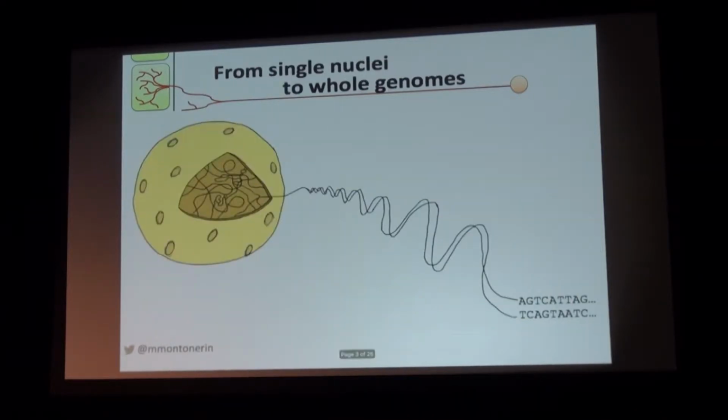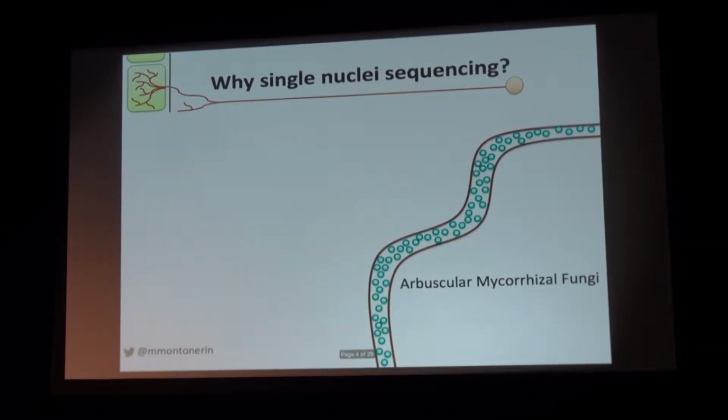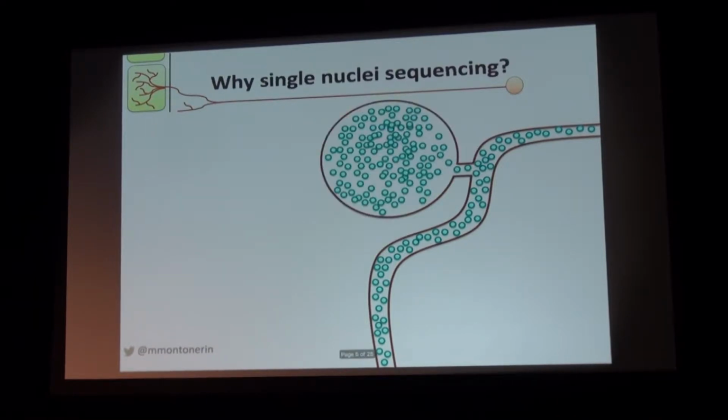But why do I even have to go to single nuclei to get genomes? Why can't we just sequence them? First of all, they don't have cell walls. They just have all the nuclei inside the mycelia, and they are floating around. Also, until now, we only see this kind of reproduction where they form a big spore and they put a lot of nuclei inside.